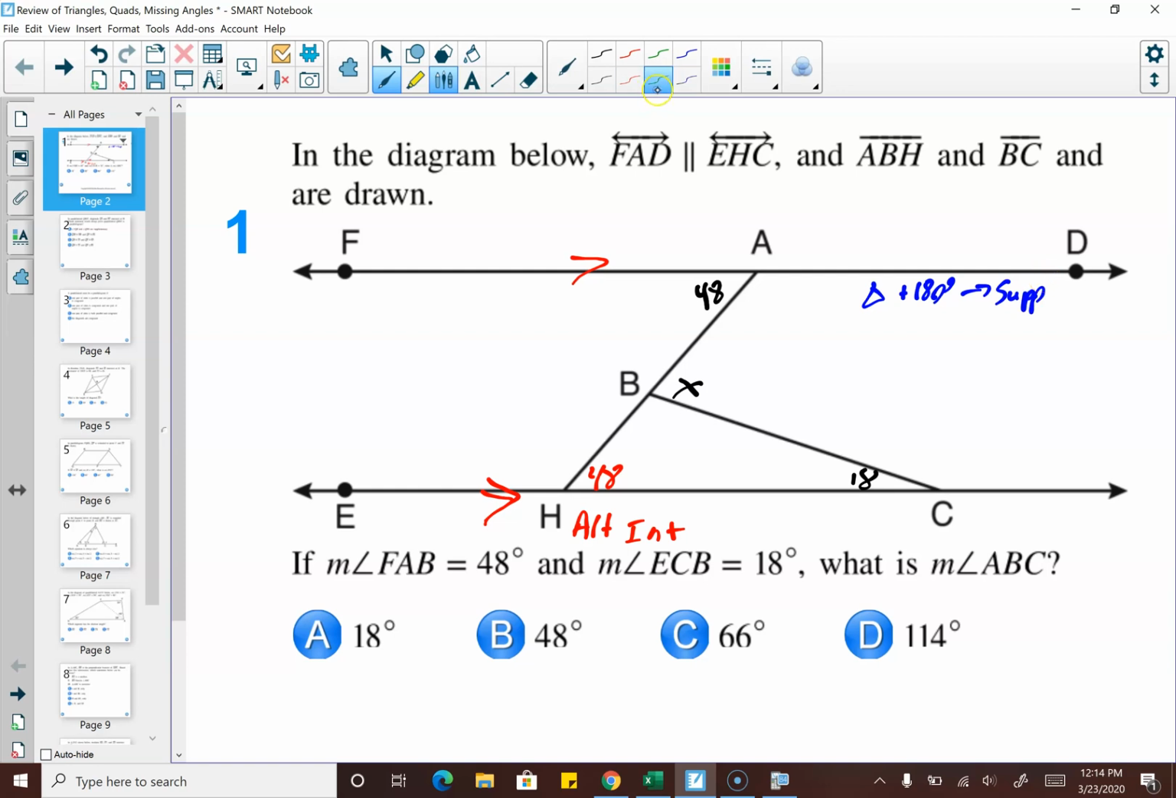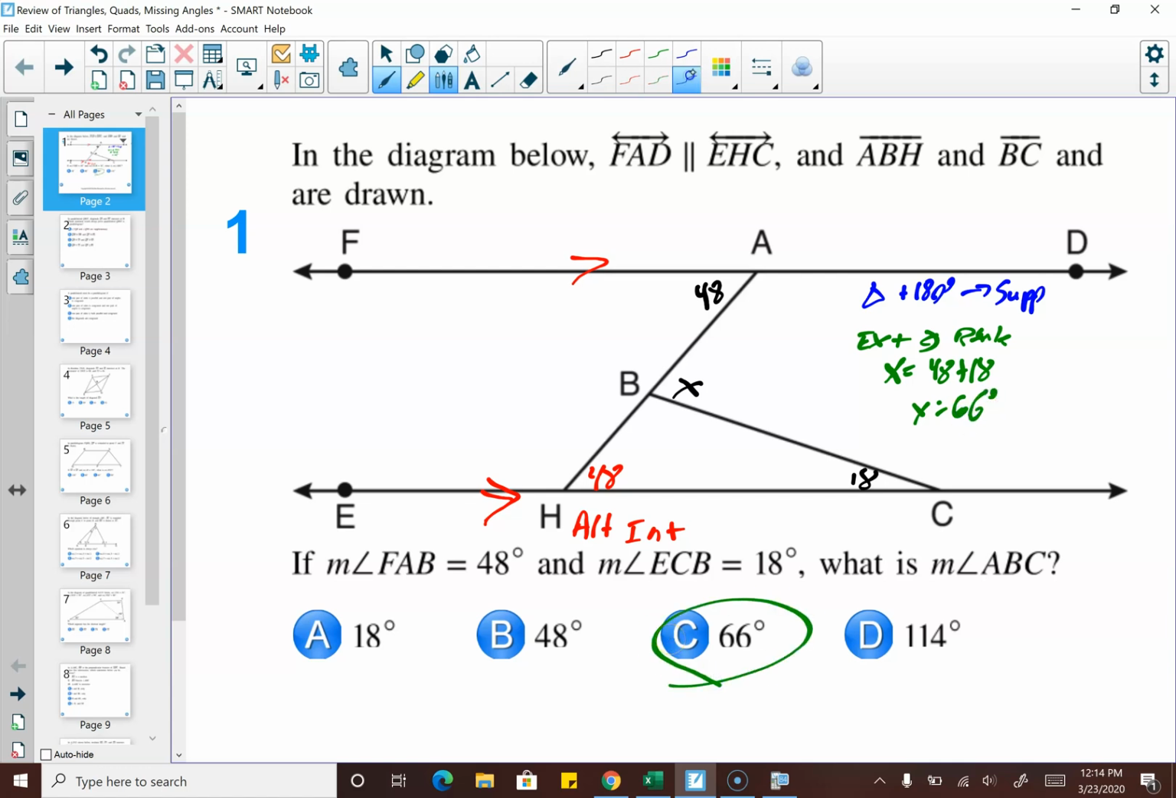Or you could do your exterior angle rule, which is what I'm going to follow here, which says the exterior angle X is equal to the two non-adjacent interior angles added together. So in this case, X is going to be equal to the 48 plus the 18, which in this case is going to give us 66 degrees. So that's definitely one way you could go about this problem.